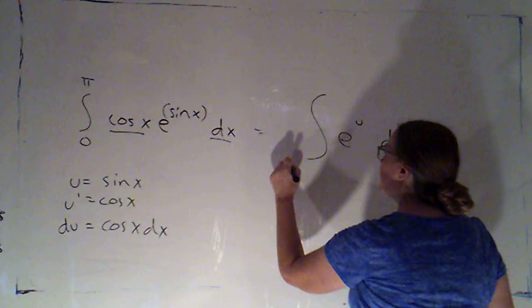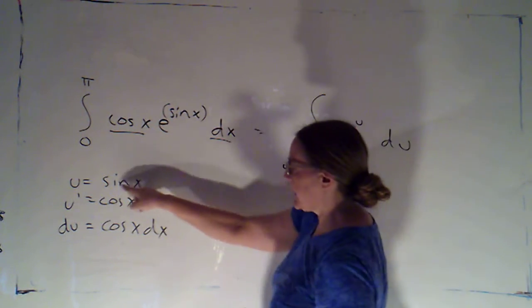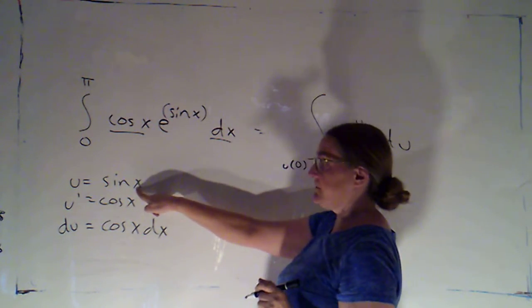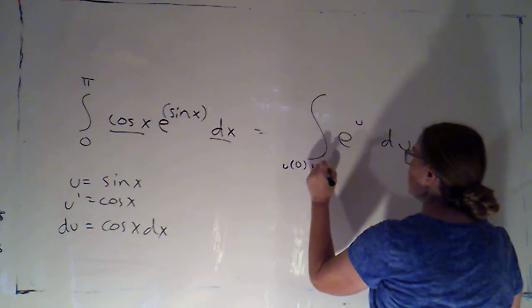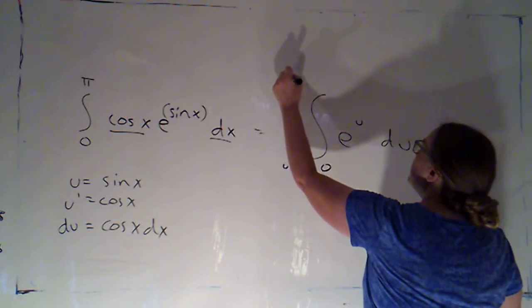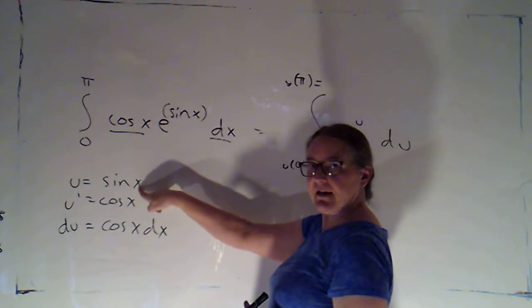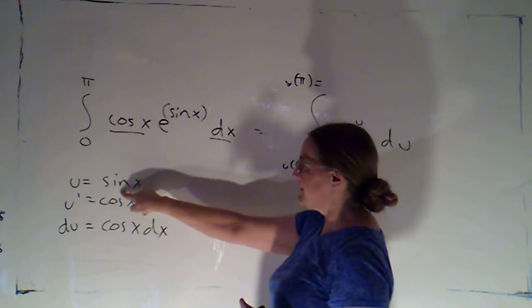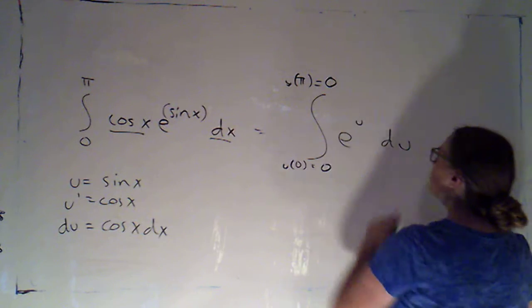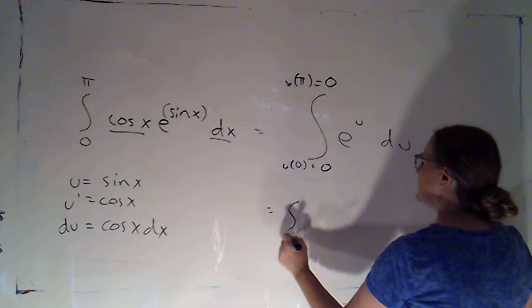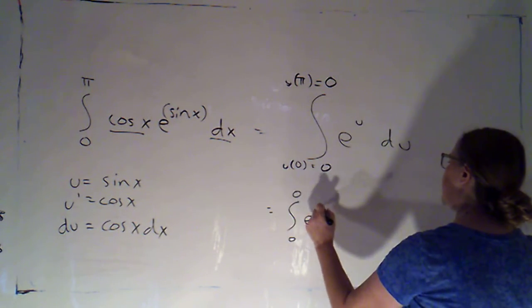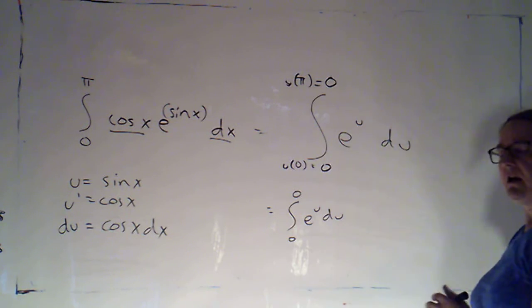Now, the u value at 0 is what I get if I plug in 0 to the sine function. So sine of 0, that would be 0. The u value at pi, that's going to be what I get if I plug in pi to the sine function. Sine of pi is 0. So we're integrating from 0 to 0, e to the u du.